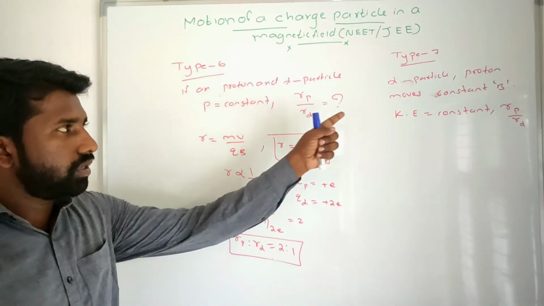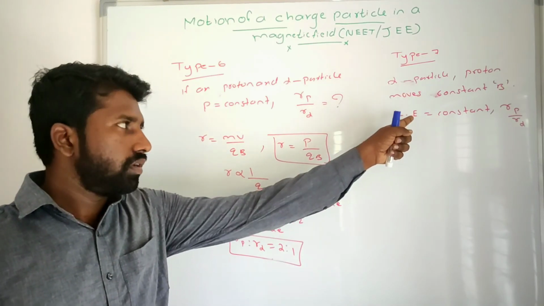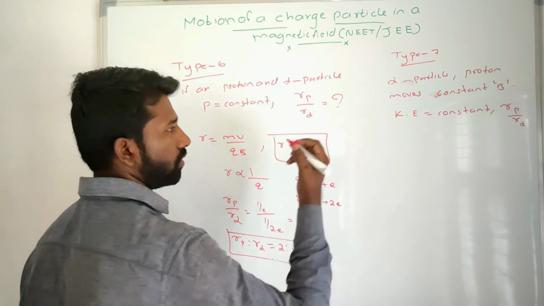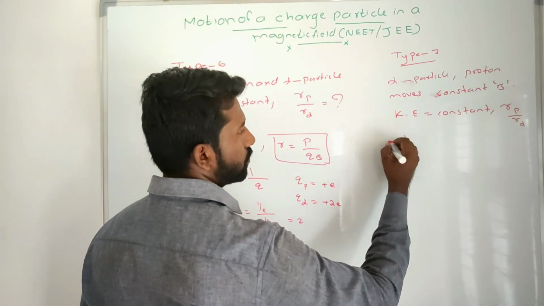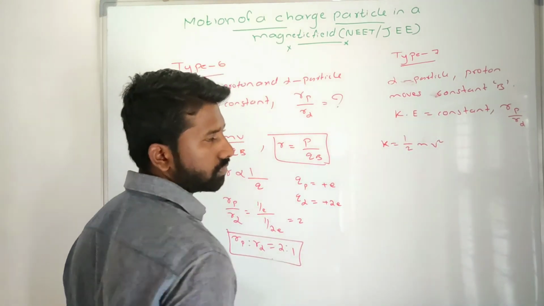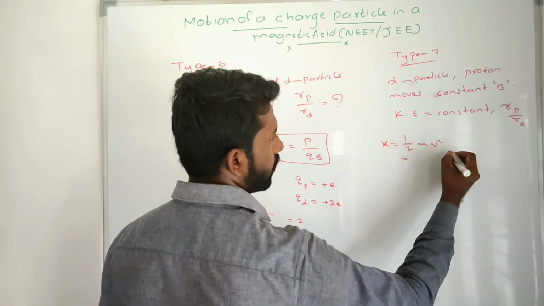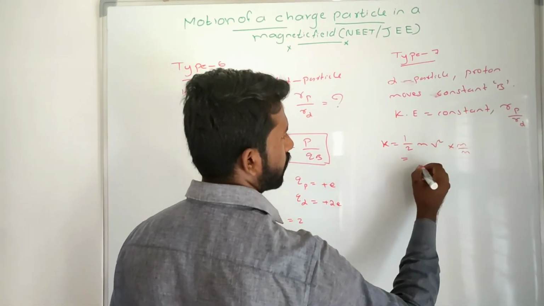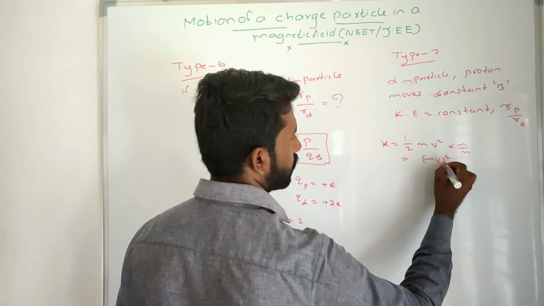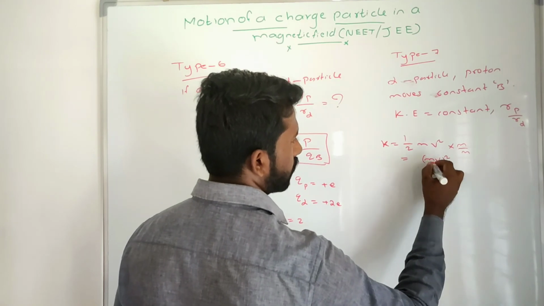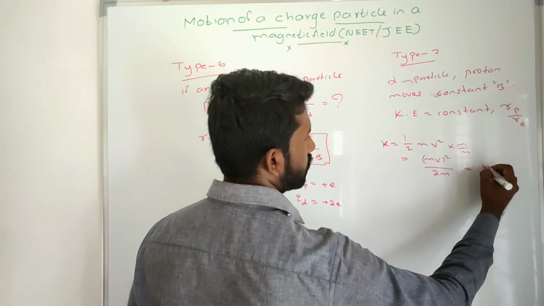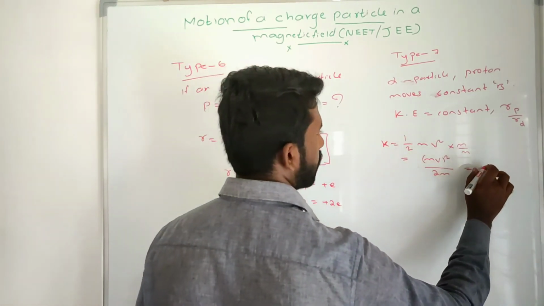Okay, so here the magnetic field is constant, kinetic energy is constant. What about the radius ratio? Clear? Okay, so what is the kinetic energy formula? Kinetic energy K is equal to half mv square. Okay, I am going to multiply and divide by m. So what can I write here? I can write this as mv all square divided by 2m. What is mv? That is p. Sorry, I will keep it like this itself.